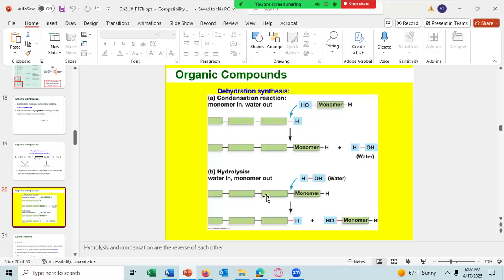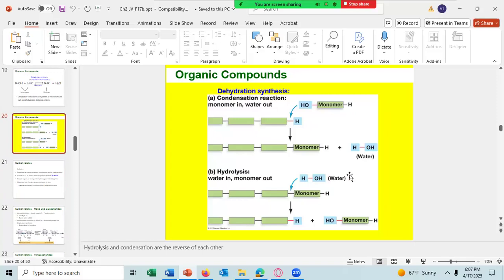And then hydrolysis is adding water to split off this monomer from that polymer. And then the water breaks apart with the OH going on the monomer and the hydrogen going on the end of the polymer. And that is hydrolysis. These reactions go on all the time in your body, by the way.